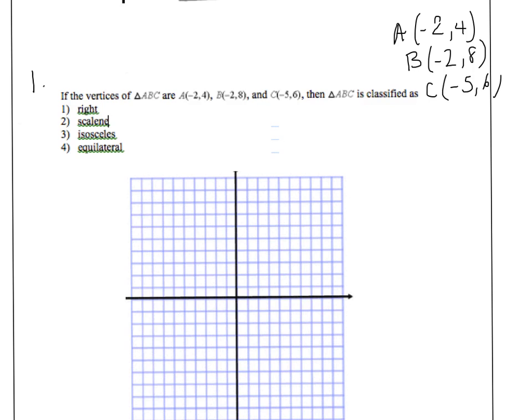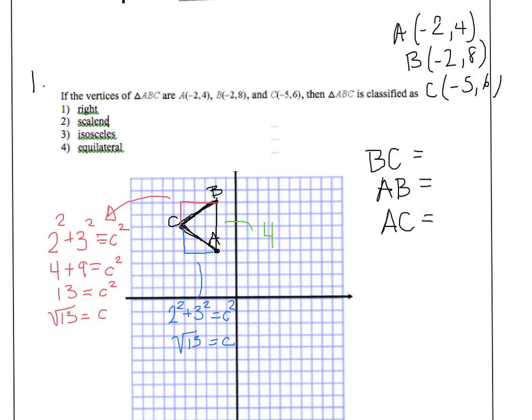Let's graph those 3 points. Our points are graphed now. Now let's connect them. Because we're classifying by side length, we need to know the measure of all 3 sides of the triangle. So we're going to do that now. And how do we figure out the measure of the sides of a triangle? We use the distance formula, or we use the Pythagorean theorem. So let's go ahead and do that.